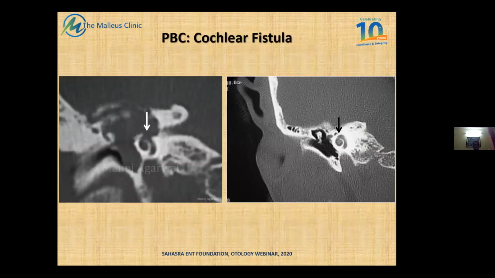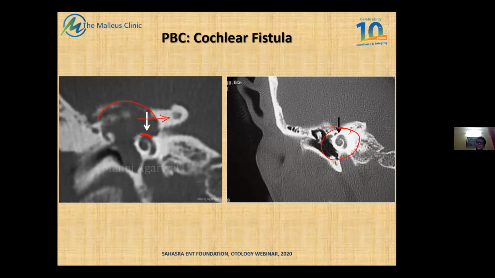This is another petrous bone cholesteatoma. That was the left side. This is the right side. See how extensive the cholesteatoma is? It's extending towards the petrous apex, and see how it has eroded the wall of the basal turn of the cochlea. Compare it to the other side, the cobra head or the snake eye appearance.